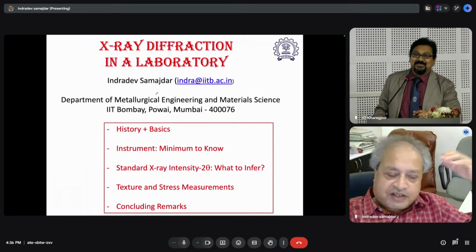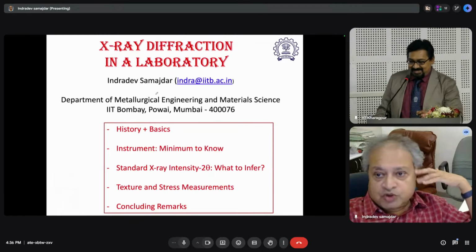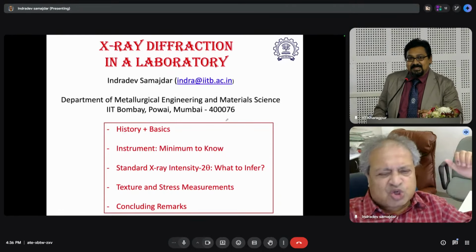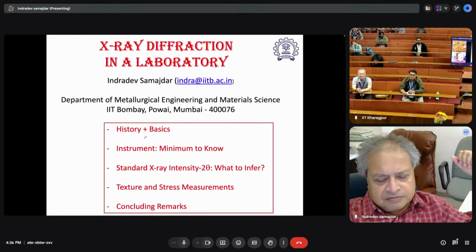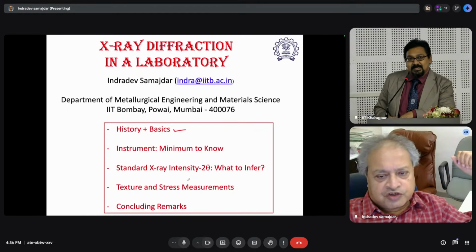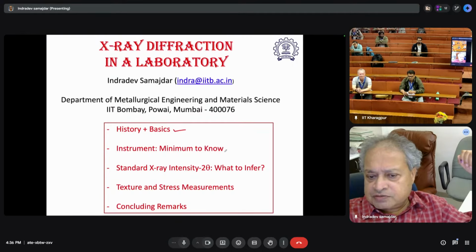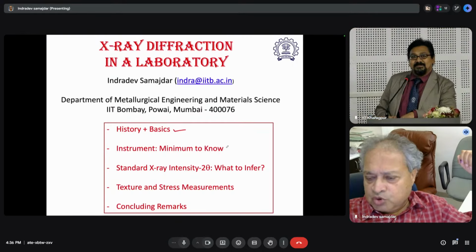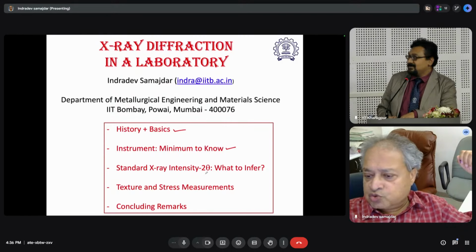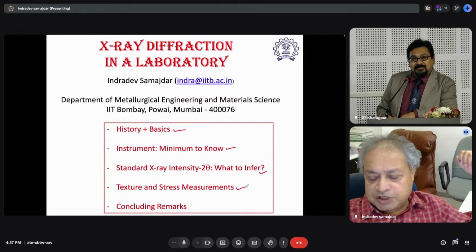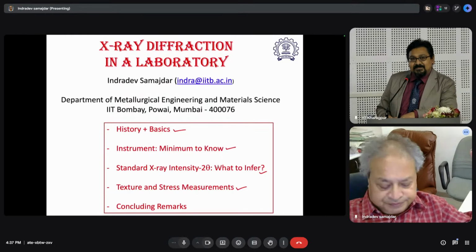Now this is X-ray diffraction in a laboratory, a shortened version. So I'm going to talk about history and basics, instruments, the minimum to know, this is the bare minimum, standard X-ray intensity versus 2 theta, what to infer, texture and stress measurement, again minimum, and some kind of concluding remark.